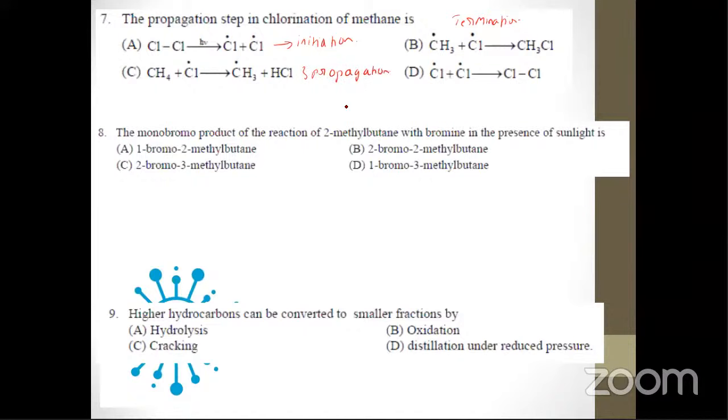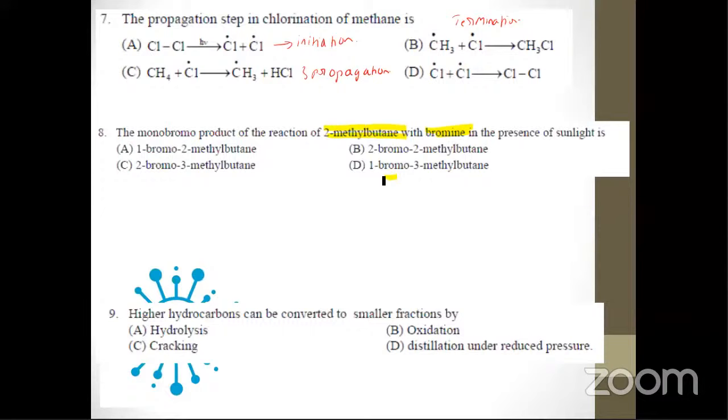Next: the mono-bromo products of the reaction of 2-methyl-butane with bromine in presence of sunlight. 2-methyl-butane is a substituted alkane, made to react with bromine in presence of sunlight. First of all, why is this condition required? Because alkanes are less reactive, and only if you carry out the reaction in presence of sunlight, UV light or heat does it produce bromine free radicals. Otherwise, no bromine free radicals. That's the reason it is required.